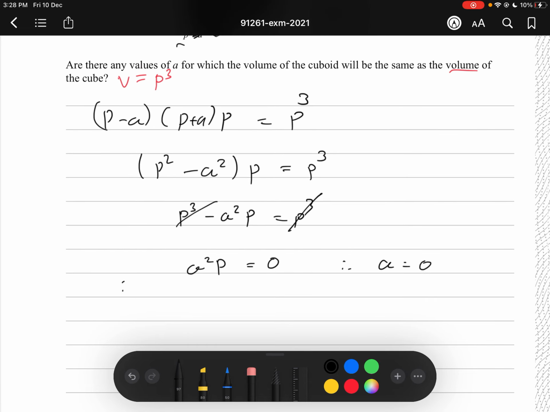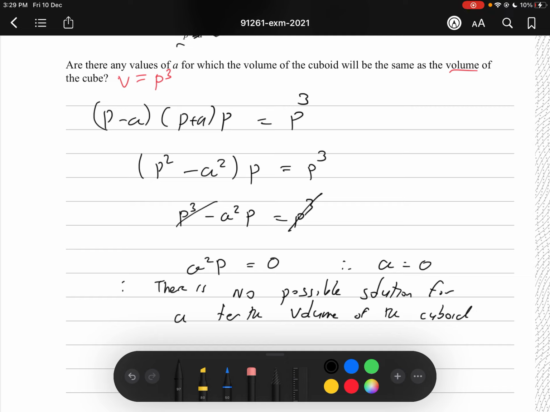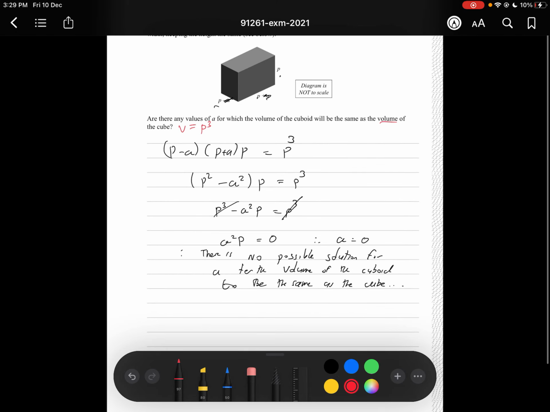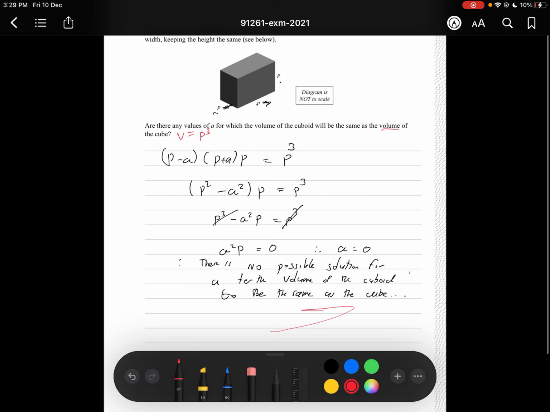So therefore we're going to say this: there is no possible solution for a for the volume of the cuboid to be the same as the cube. And that's our answer for this question right there. And that would be a merit level grade, I'm pretty sure for this one, to get an achieved.